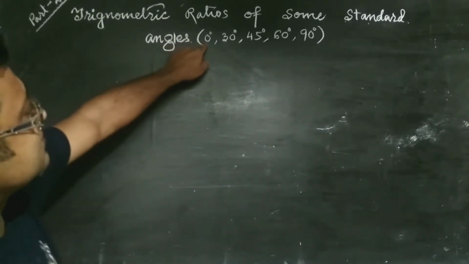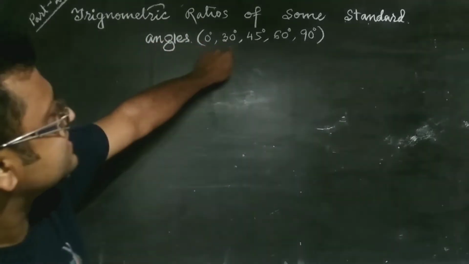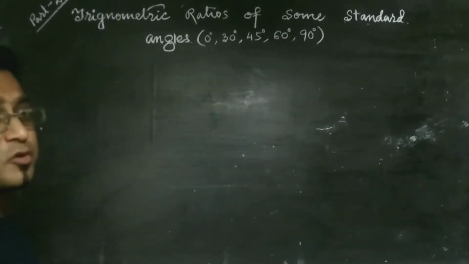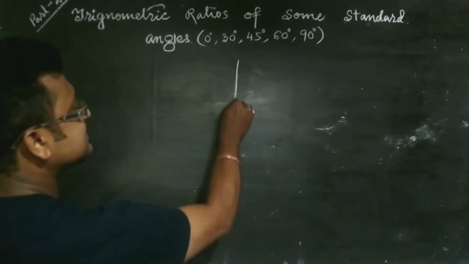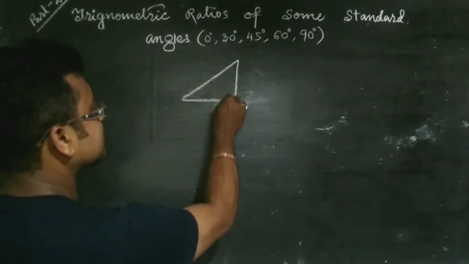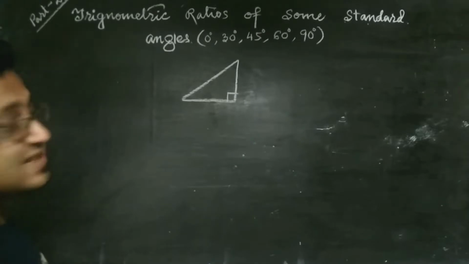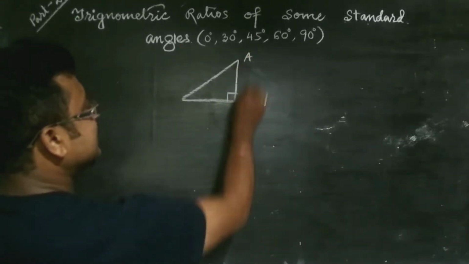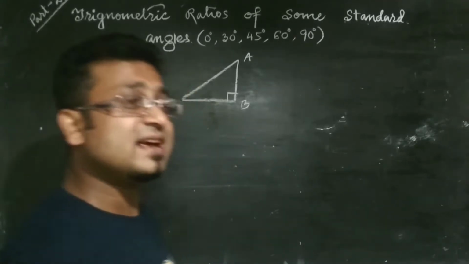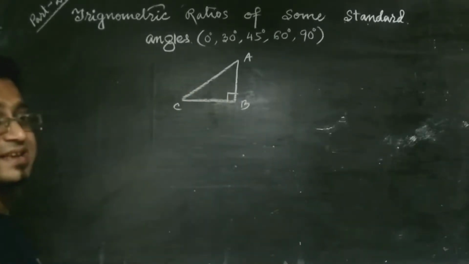Now first, suppose I have written 0 degree, 30 degree, 45, 60, 90. I am not going to show for all. Let me show you for 45 degree. Suppose this is a right angle triangle. It is a right angle, no need to suppose. Here this angle is 90 degree, so let it be ABC. Which one is 90 degree? I think anyone of you can say that angle B is 90.